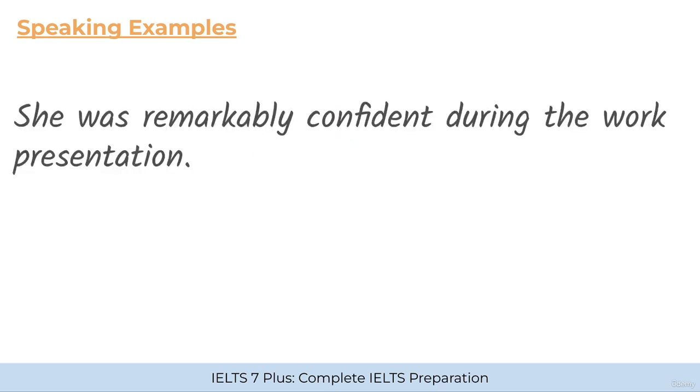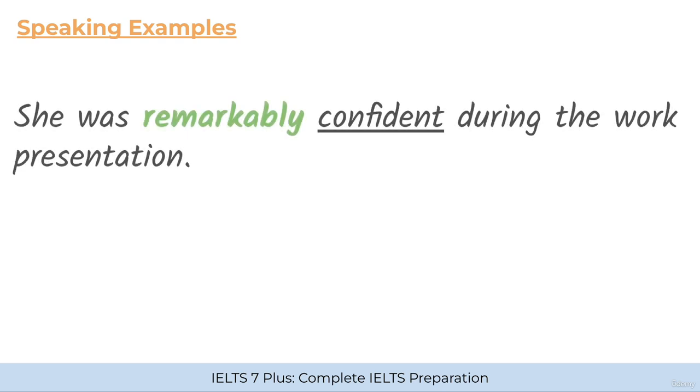So you could say she was remarkably confident during the work presentation. Okay, any ideas as to what this adverb could be here? This is a bit of a tricky one. So have a think. Remarkably is the adverb here, and it's modifying the adjective confident. She was confident, remarkably confident. So this is a different example where adverbs can be used to modify different parts of the sentence.